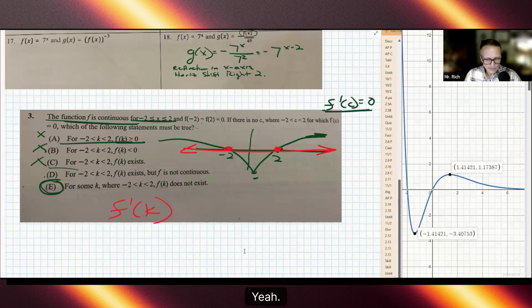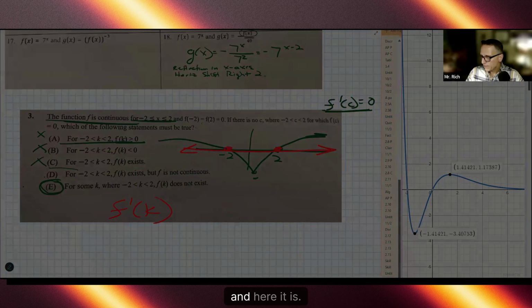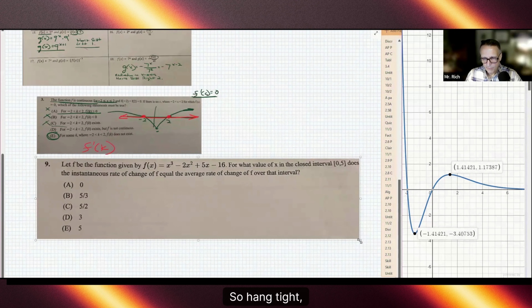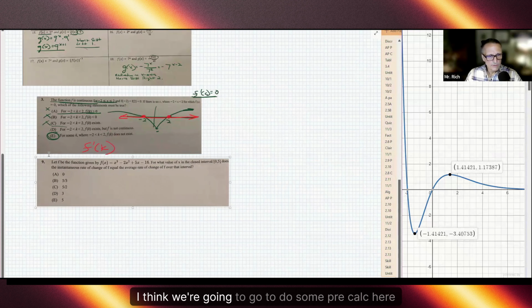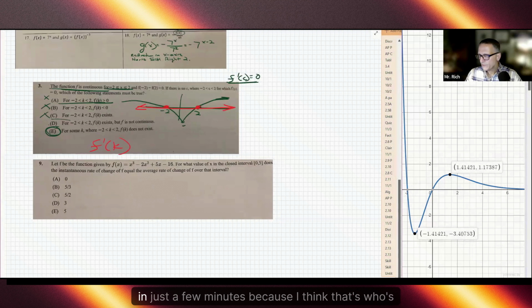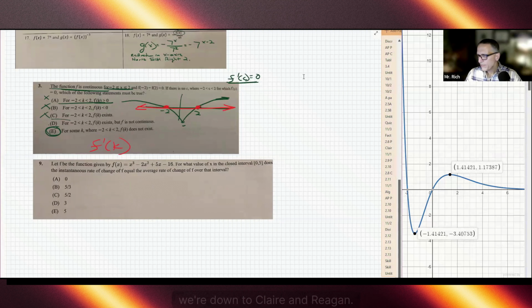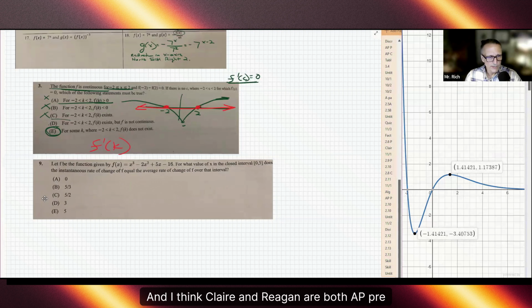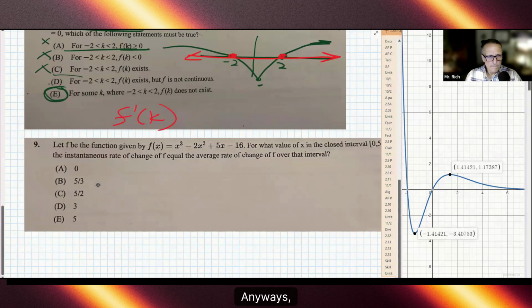Oh, okay. Yeah, one more question here. This was a mean value theorem question, and here it is. So hang tight, pre-calc students. I think we're going to do some pre-calc here in just a few minutes because I think that's who's here. Oh, we're down to Claire and Reagan, and I think Claire and Reagan are both AP pre-calc. All right. Anyways, there we go.